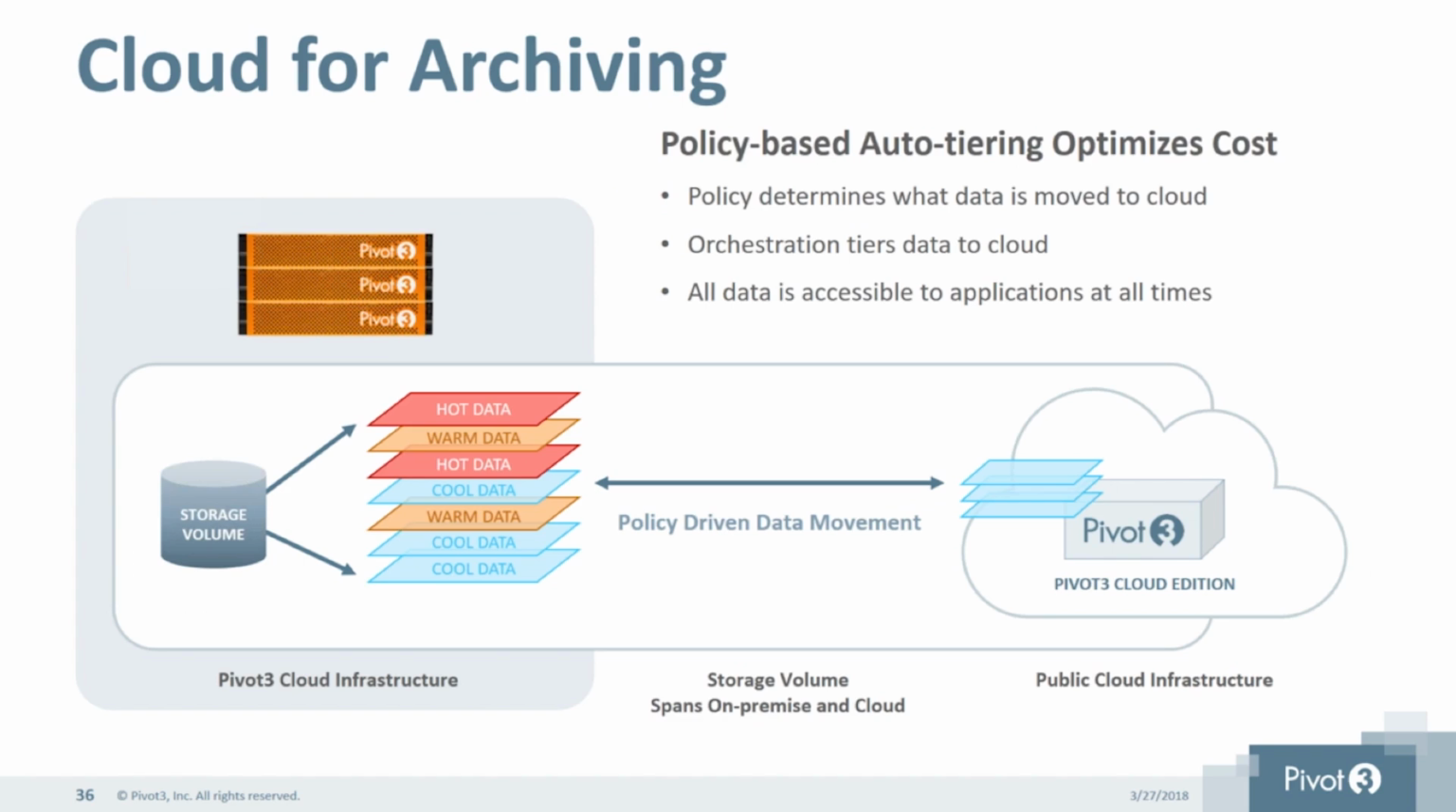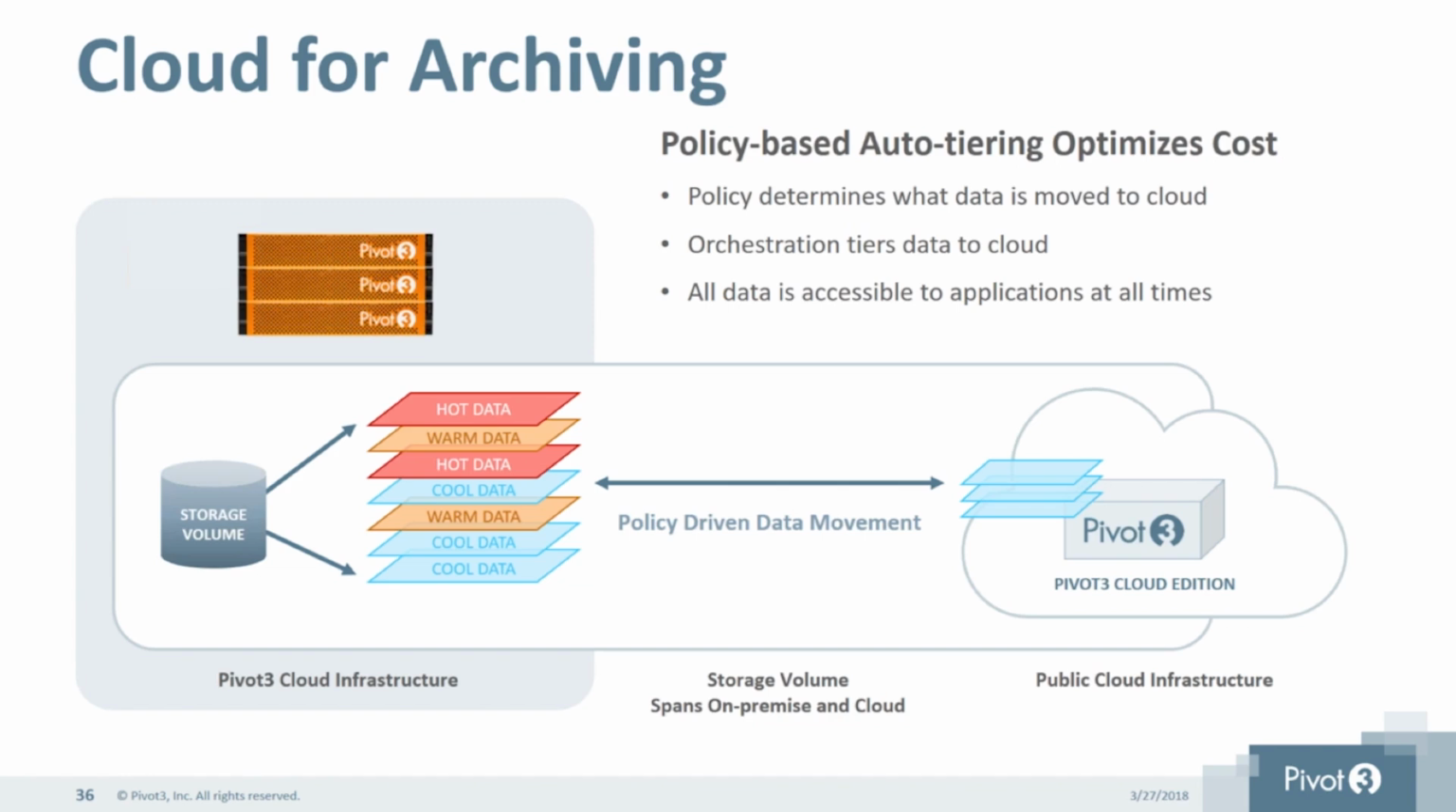And then we're also working on extending the Pivot 3 Cloud Edition to be able to do cloud for archiving. What this will do is integrate the Pivot 3 policy engine and enable the admin to create policies that will determine what data gets moved to the cloud and what data is kept on-prem. The orchestration will tier data to the cloud, and it leverages our proven tiering technology, but will now enable cloud to be used as a low cost tier.